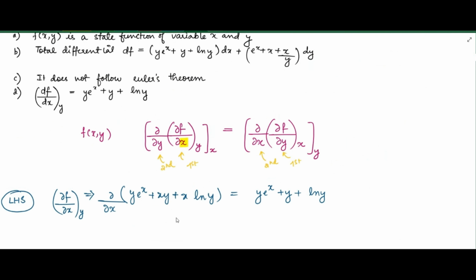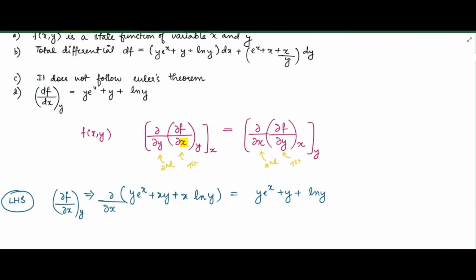Now once you have this, you can check statement D. Look at statement D: dou f with respect to dou x, keeping y constant, is y e to the power x plus y plus ln y. Isn't that the same as here? So statement D is correct. What we have been asked is the incorrect statement, so one option is eliminated. It's not option D.